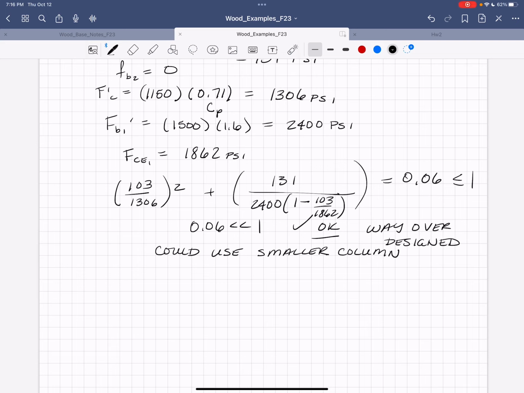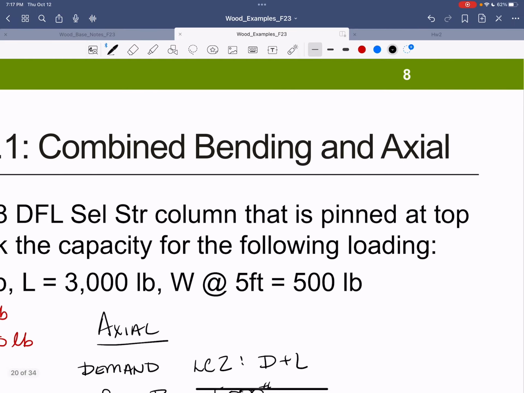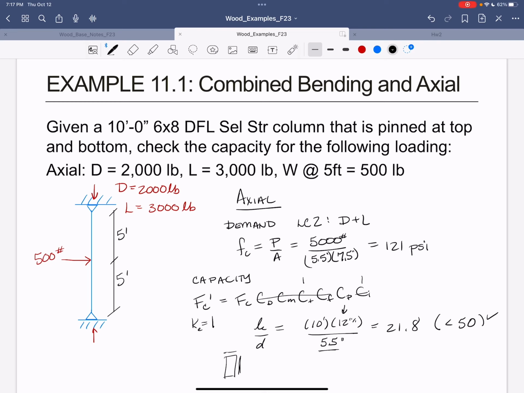You could take this another step if you want to. Obviously if this was a problem and I said design it, then you'd start out with something. And I might have probably gone to a smaller member just for the heck of it as soon as my axial load was so far over, or maybe check bending and axial by themselves. If you've got a spreadsheet that does this, it's very easy to check sizes. So this is way over designed, pretty small loads for this column size. So what were we using? We were using a 6x8.